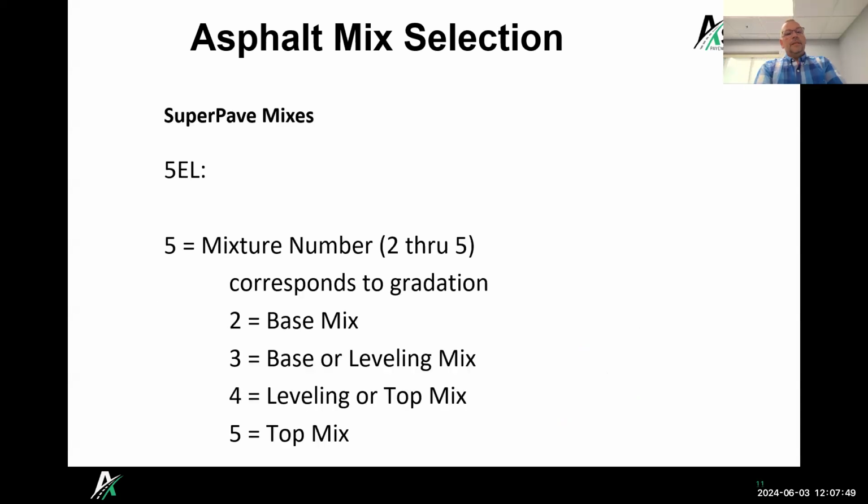So when we talk about the Superpave mixes or the E mixes, there's two different designations basically around the E. So the number in front of the E. For this example, 5EL, that 5 corresponds to the gradation. Basically, we have 2 mixes, 3 mixes, 4 mixes, and 5 mixes. So 2 mixes are your base mixes. 3 mixes can be used as a base or leveling. 4 is leveling and top, and 5 mix is typically just a top mix. And that corresponds to the gradation, as I said, and basically the top aggregate size of that mix. And then that corresponds to lift thicknesses.